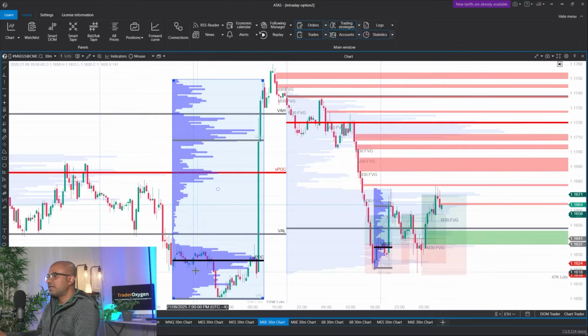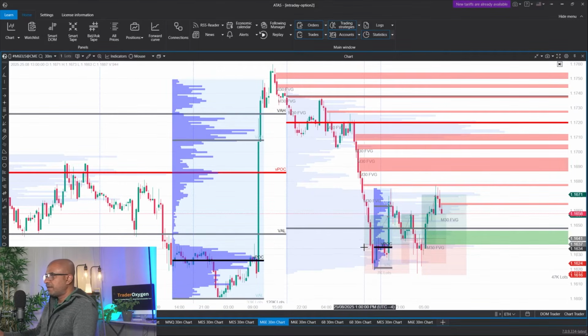So we can see a high volume node has been formed over here. Because of that reason, we were looking for a price retracement into this high volume cluster over here. So yesterday the price came all the way down here. Because of that, we had a buy limit order placed.